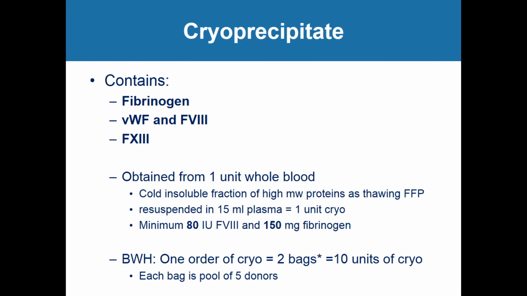Each unit of cryo has minimum factor 8 and fibrinogen levels per AABB standards. At different institutions, an order of cryo contains usually 10 units of cryo. Where I work at Brigham and Women's Hospital, we split the 10 units of cryo into 2 bags, each containing a pool of 5 donors. It's important to check with your local blood bank to determine what one order of cryoprecipitate contains at your institution.